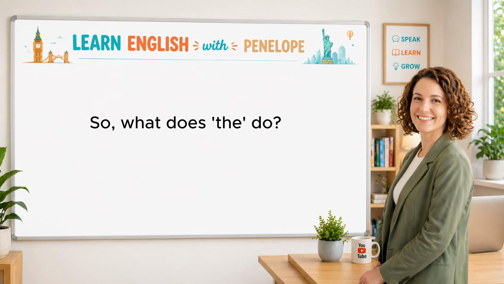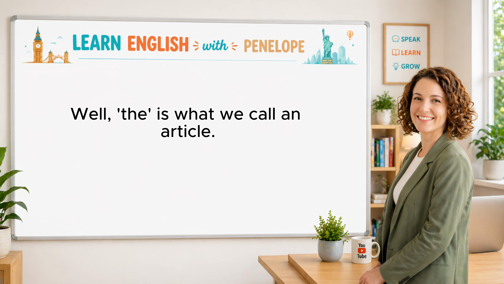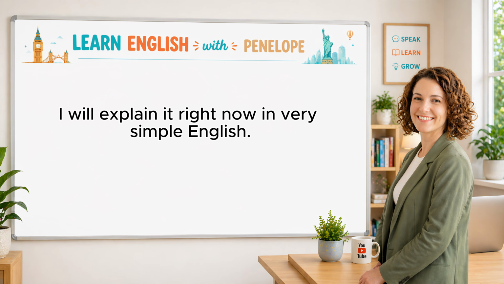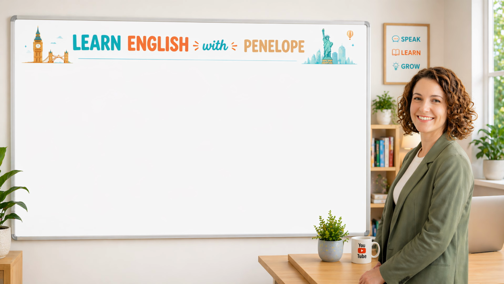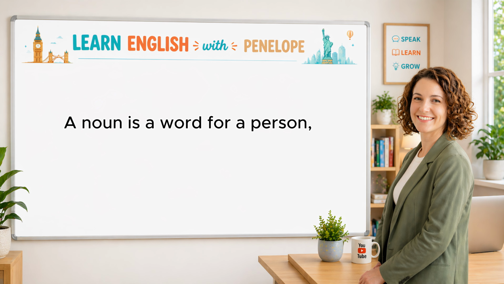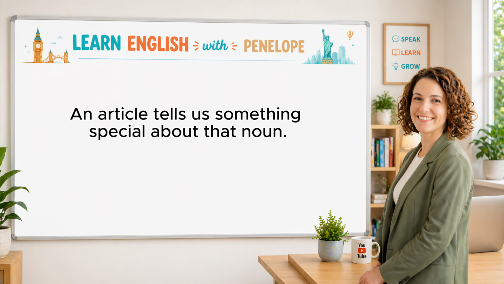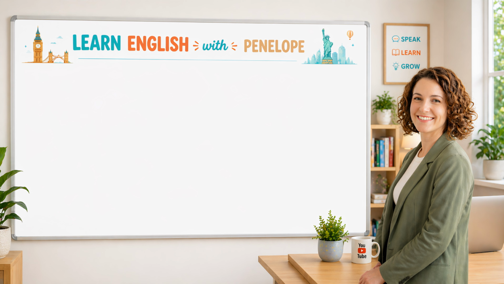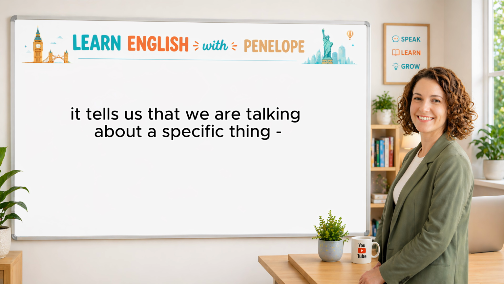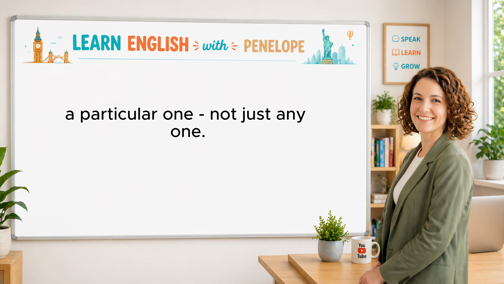So what does the do? Well, the is what we call an article. Now do not worry about that word, article. I will explain it right now in very simple English. An article is a small word that comes before a noun. A noun is a word for a person, a place, or a thing. An article tells us something special about that noun, and the is a very special article because it tells us that we are talking about a specific thing, a particular one, not just anyone.